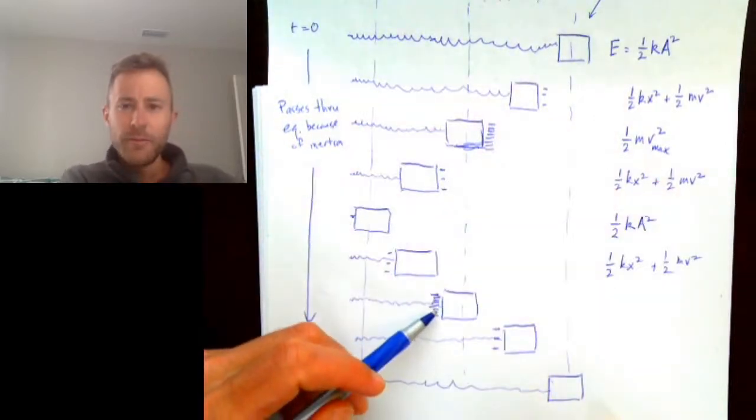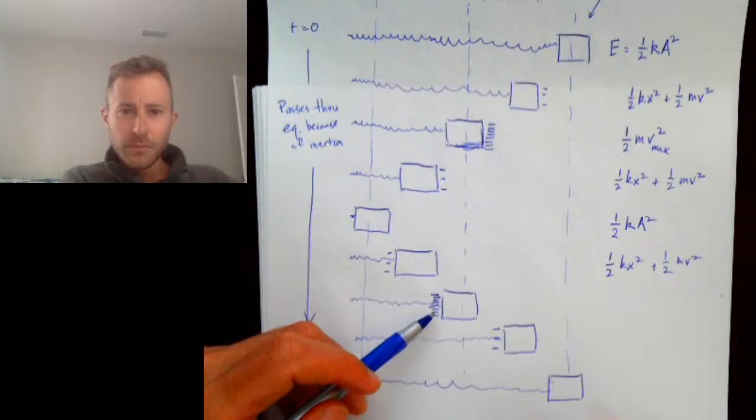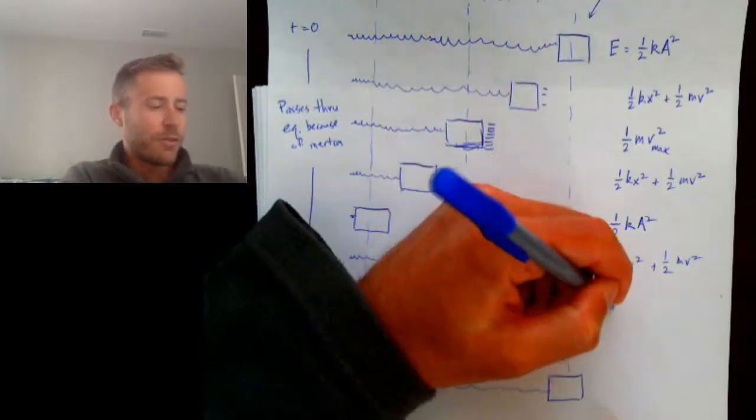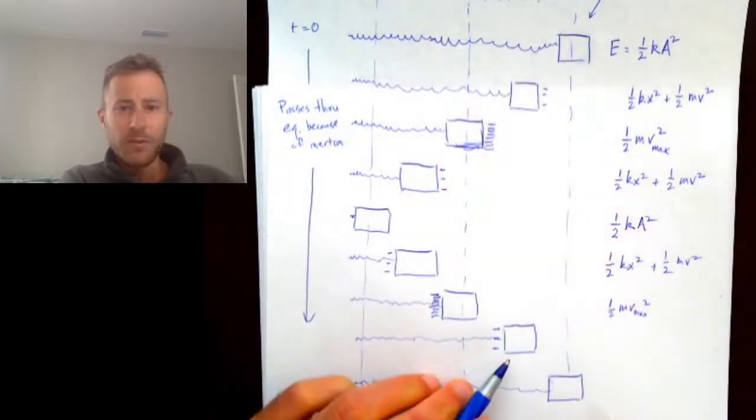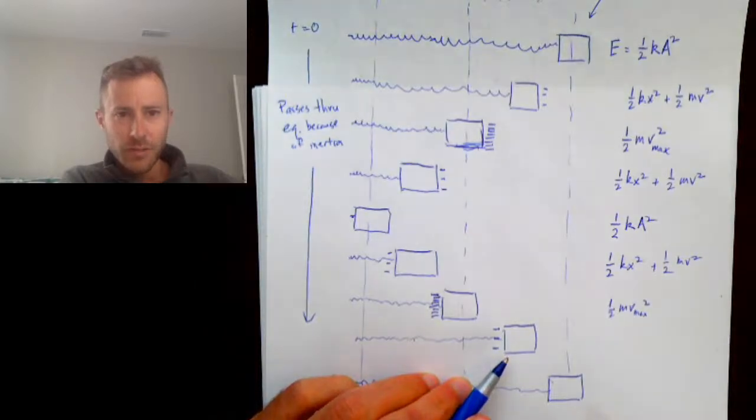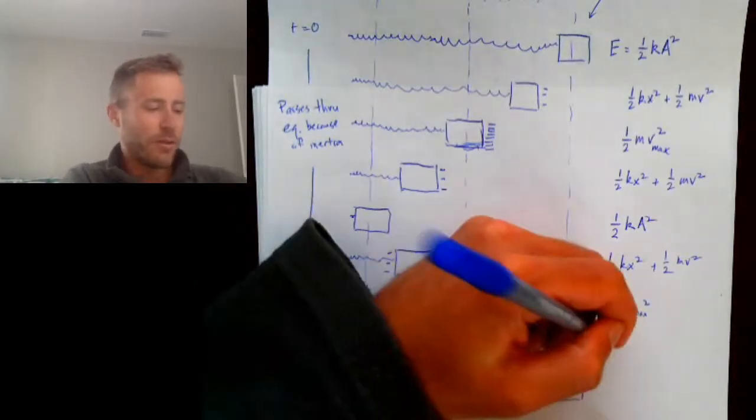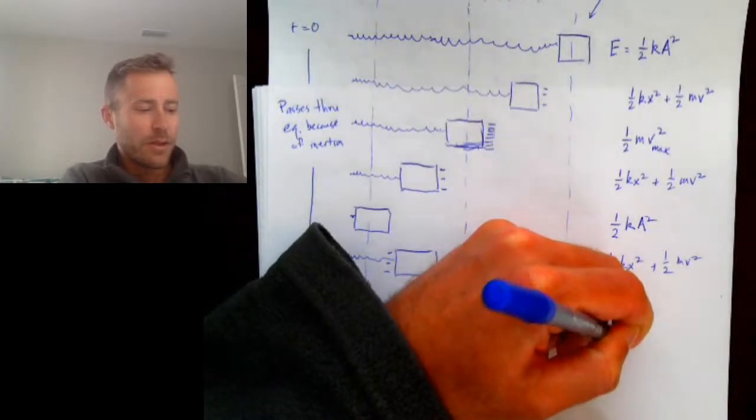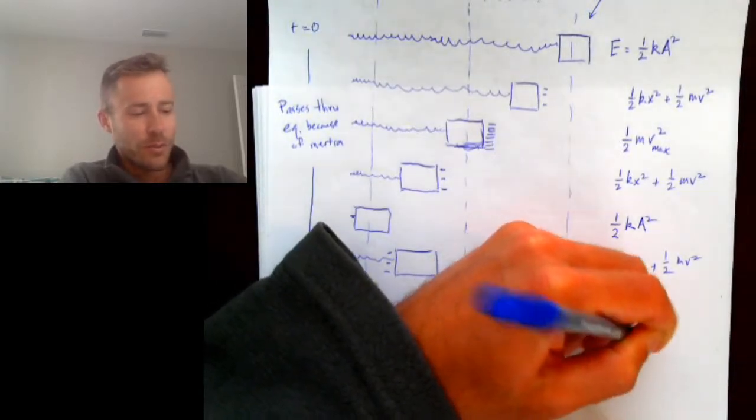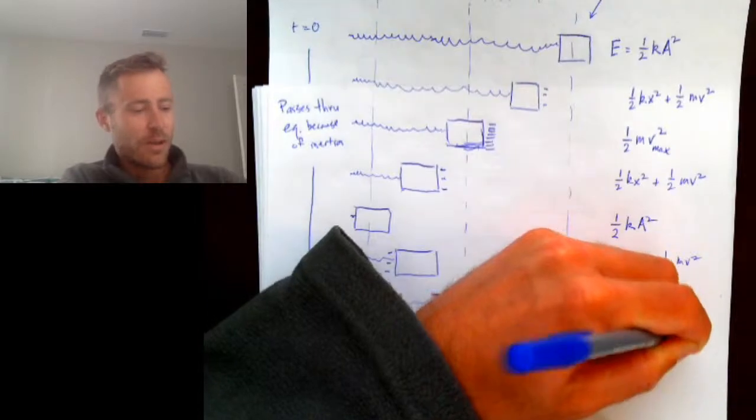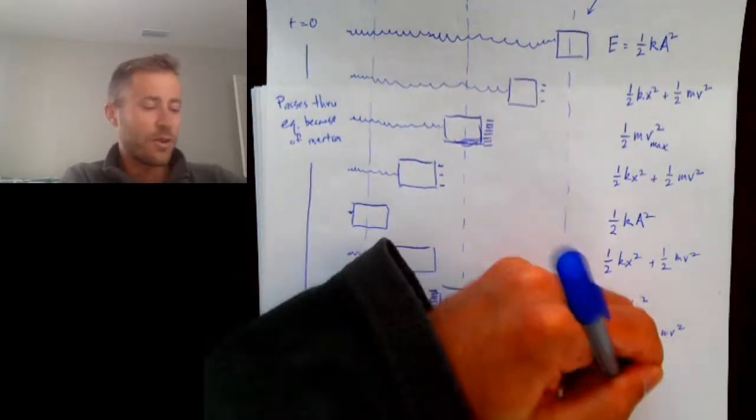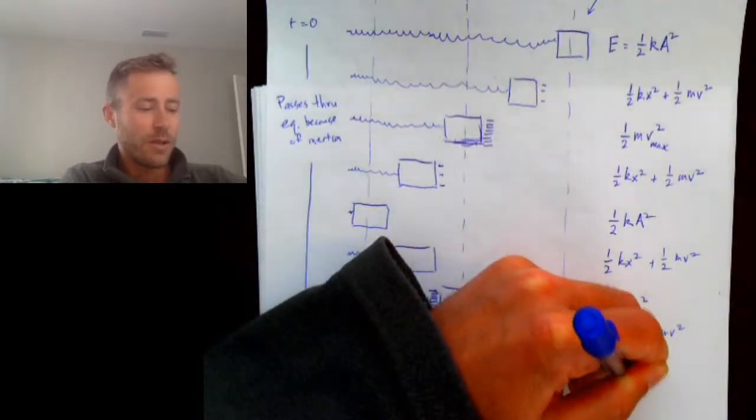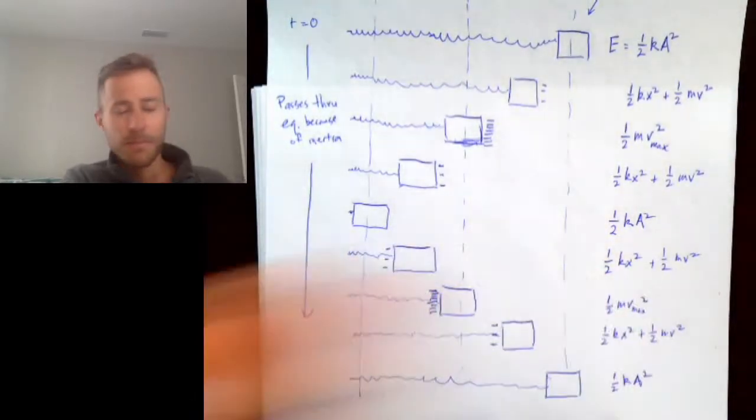Here we have all kinetic energy, so we just have 1/2 mv max squared. Here we have some extension of the spring, some speed, so we have 1/2 kx squared plus 1/2 mv squared. And then here we have the spring is fully stretched, so it's all elastic energy, 1/2 k a squared.